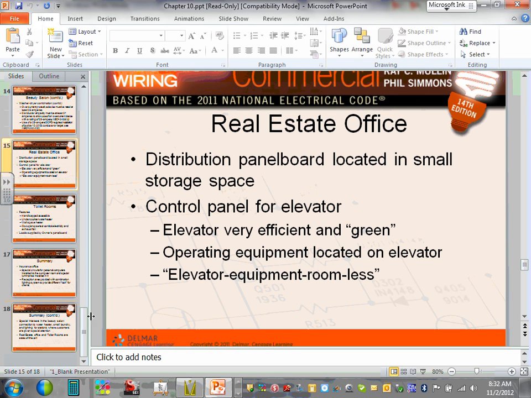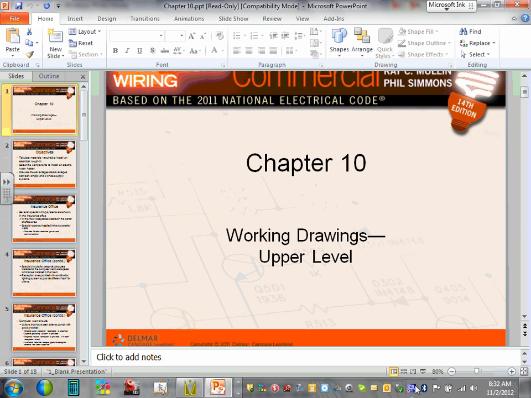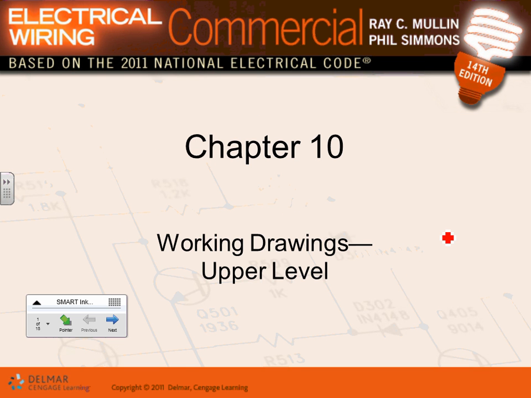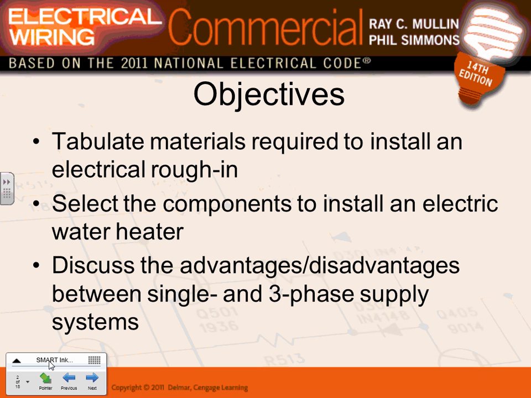So here's what this chapter basically is all about, my friends. Let me just quickly run through it. It's working drawing upper level. It talks about tabulating the material and estimating. Jeff, for estimating, we're going to have 6 weeks of estimating, guys. We'll talk about the whole material. So, tabulate material requirements to install electrical systems, install the electrical water heaters, and the disadvantages between single-phase and three-phase supply system.